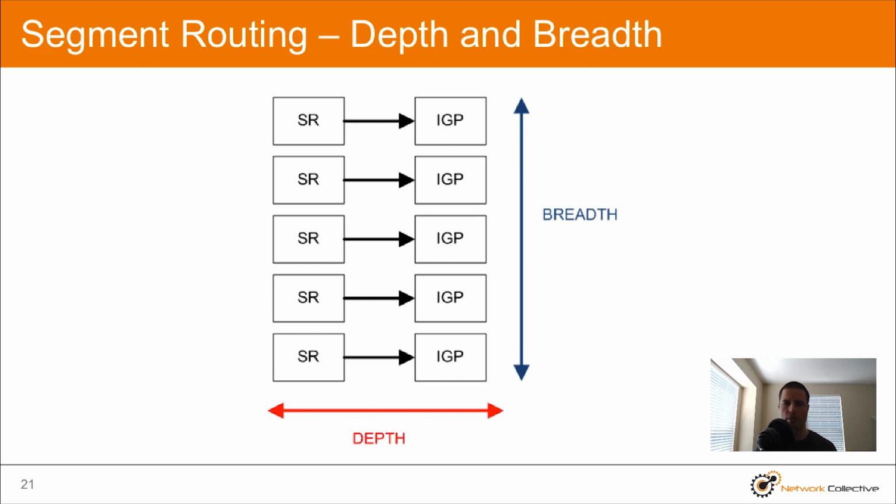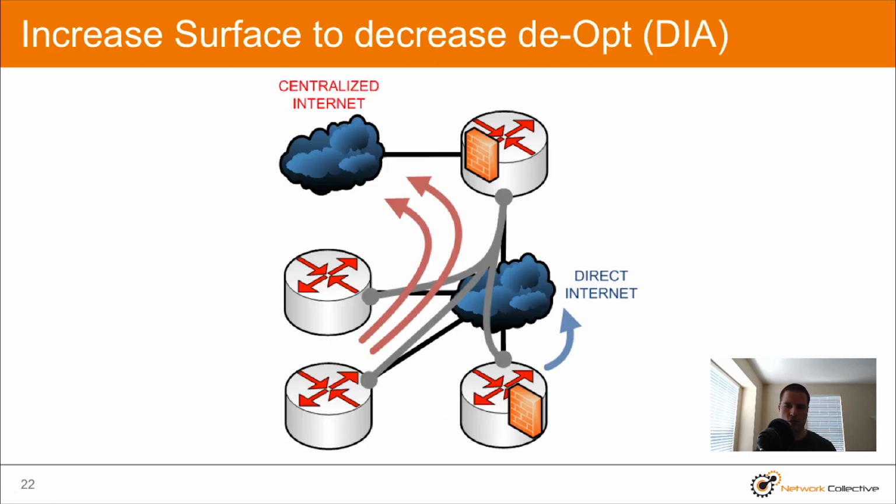Let's look at another example, this time in the enterprise space. So for those who don't like carrier technologies, this one's for you. This is intentionally increasing surface to decrease de-optimization. Put another way, we're willing to take on more surface interactions to make a network that's more optimal. The example here is direct internet access, or DIA. So suppose I've got these 3 routers out there, and of those 3, I've got only a few that need direct internet. Let's say 10%. So this is just a sample.